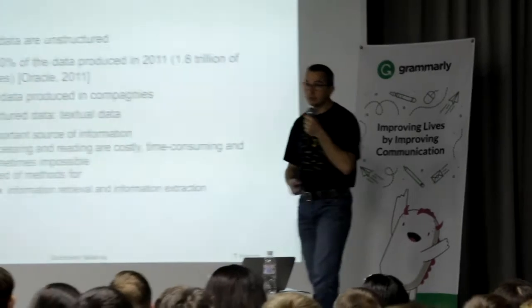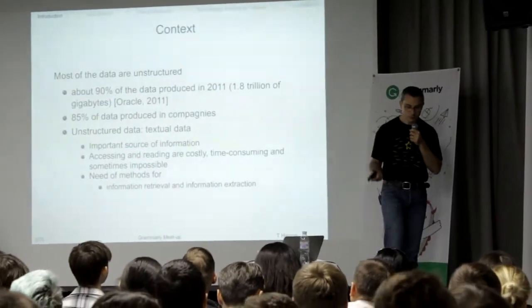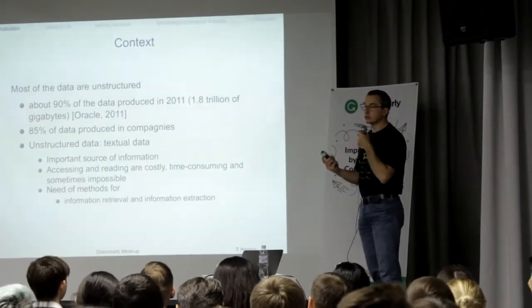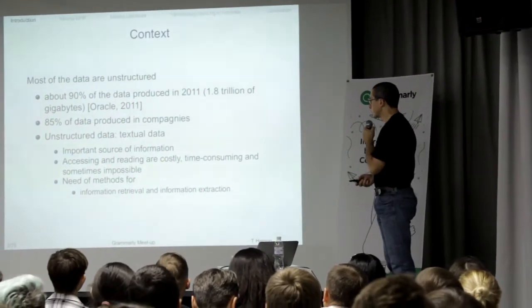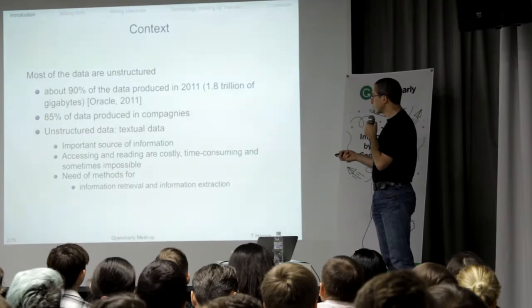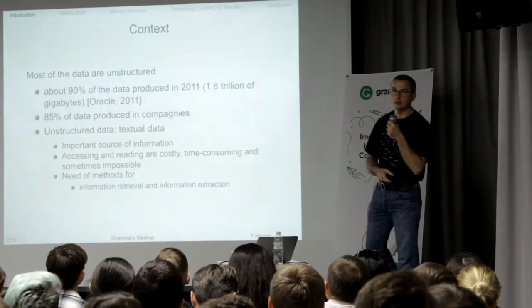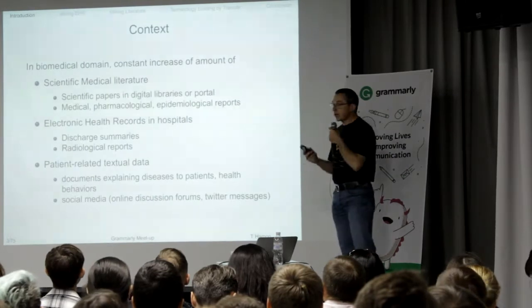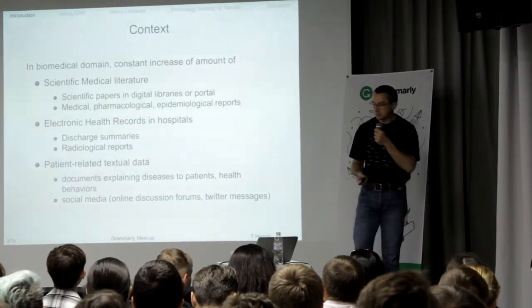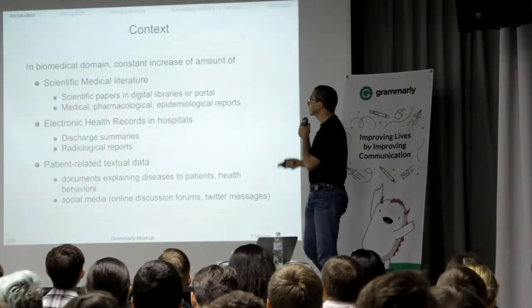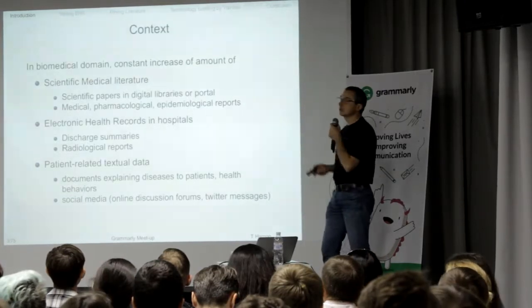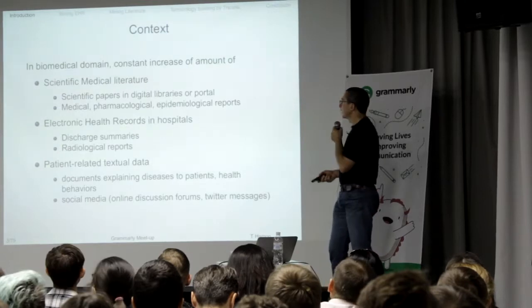So we need to develop methods to retrieve the good information, the correct information, and also to extract the information from the text. So my talk is more on the extraction of information from text. In the biomedical domain it is very important because there is an increased amount of data coming from the scientific literature.